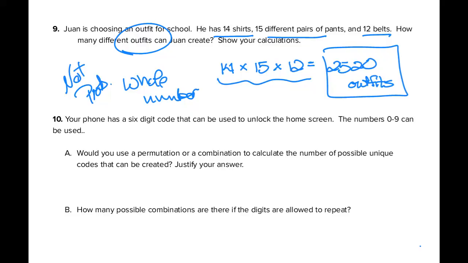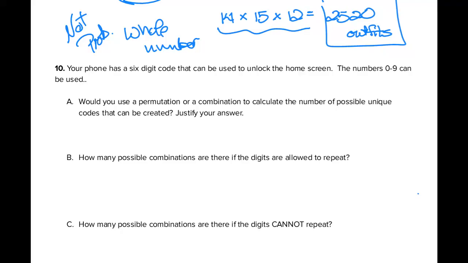All right, so number 10, your phone has a 6-digit code that can be used to unlock the home screen. The numbers 0 through 9 can be used. Question: how many numbers are we dealing with if we have the numbers 0 through 9? How many numbers? Anybody? Come on. Put it in the chat or just unmute yourself. 9. It is not 9. You can say 1, 2, 3, 4, 5, 6, 7, 8, 9. That's 9 numbers. Then 0, which you didn't count, is 10. Right? It's always one more than what it looks like. So with 0, it's 10. So if I had 0 to 6, that would be 7 numbers.